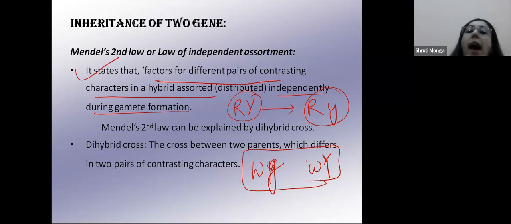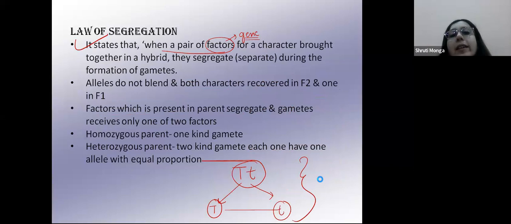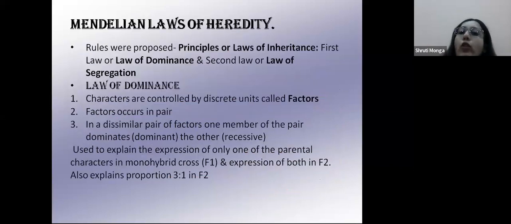Now tell me one thing, have you all written the three laws in your notebook? That is the law of dominance, the law of segregation, the law of independent assortment. Have you written these three things? How many of you have written the law of dominance and the law of segregation? If you have not written, then I'm showing you the slide. Please write the laws carefully. This is the law of dominance. How many of you have written the law of dominance already? If yes, then I will move on to the next slide.